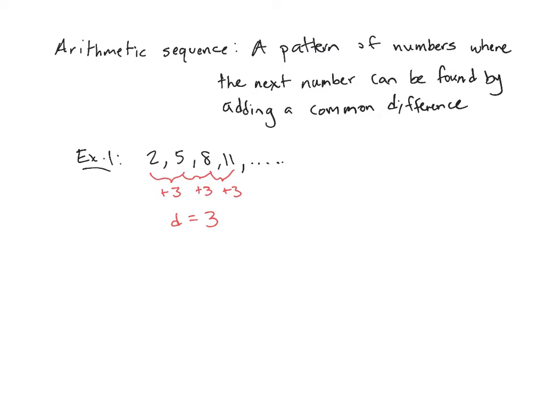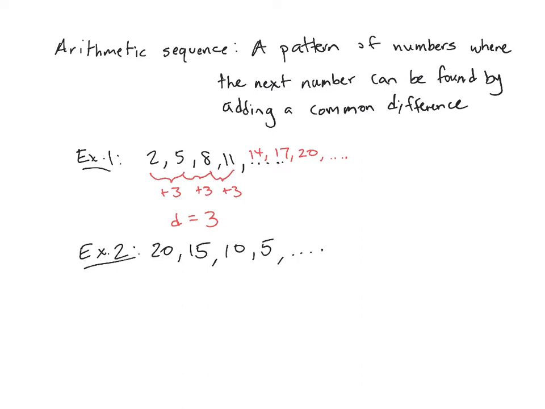So if I was asked to find the next terms, I would continue adding 3. So 3 more than 11 is 14, and 3 more than 14 is 17. 3 more than 17 is 20. And I can continue that pattern for as long as I was asked to. Another example of an arithmetic sequence would be something like this: 20, 15, 10, 5, and so on.